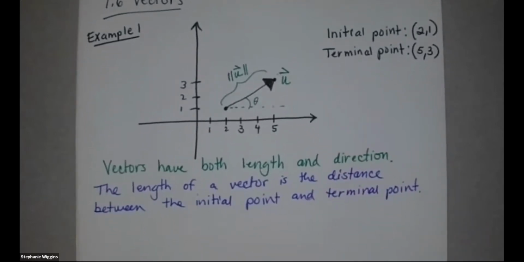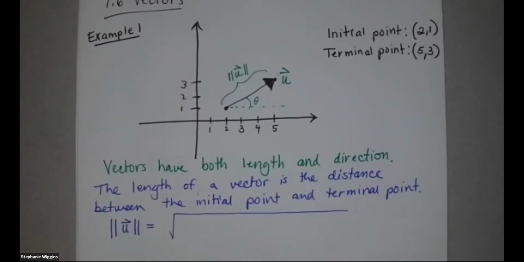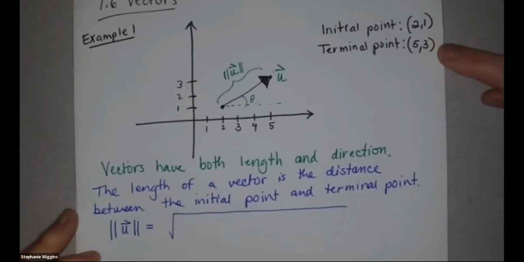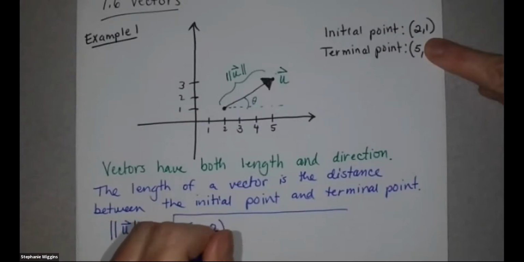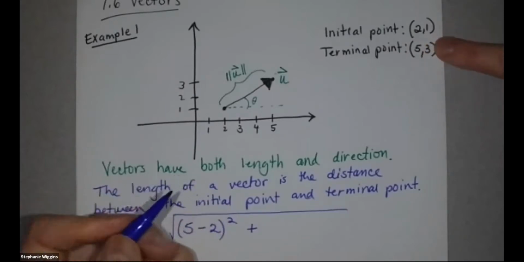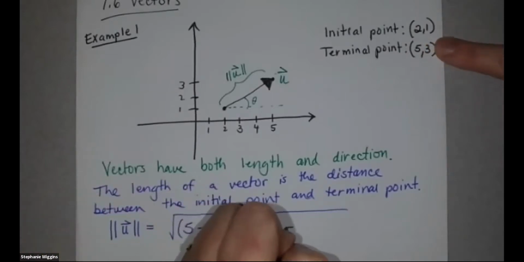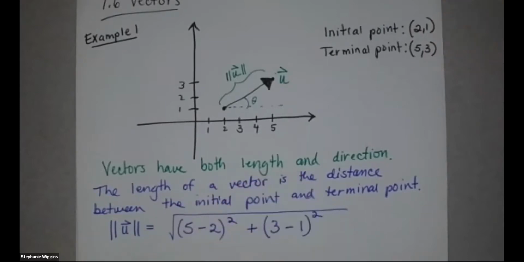Okay, so for our example here, we're going to use the distance formula, and we're going to take the terminal point. So we start with the x value and we subtract the x value from the initial point like this, and then square it. And then you take the terminal point, the y value, so that's 3, subtract the 1 from the y value of the initial point, square that. So this is the difference in the x, and here's the difference in the y.